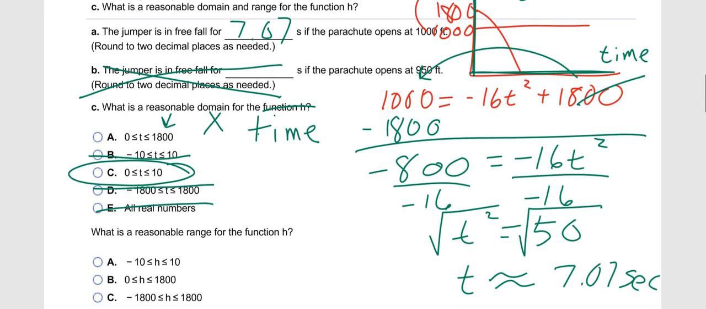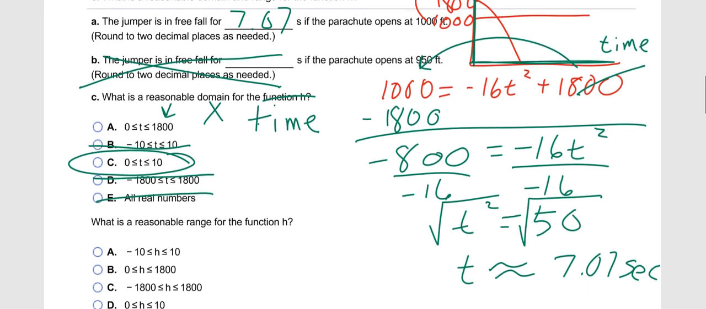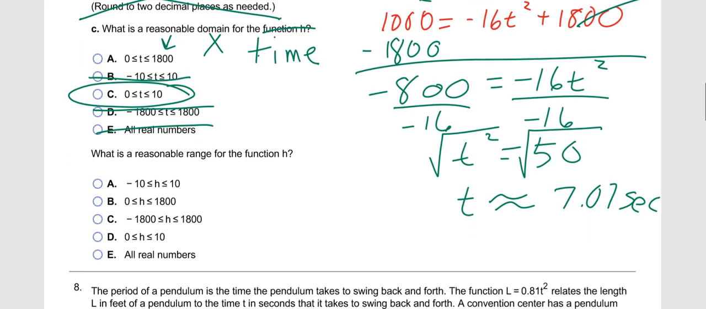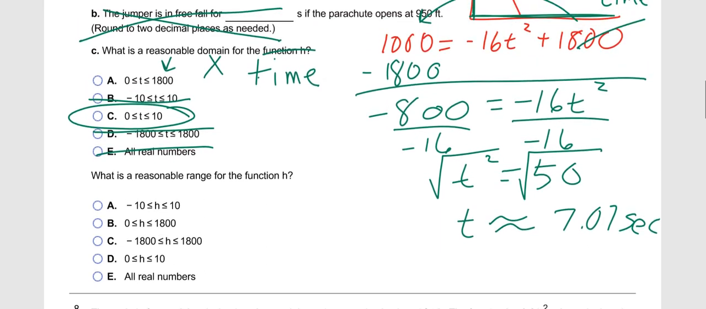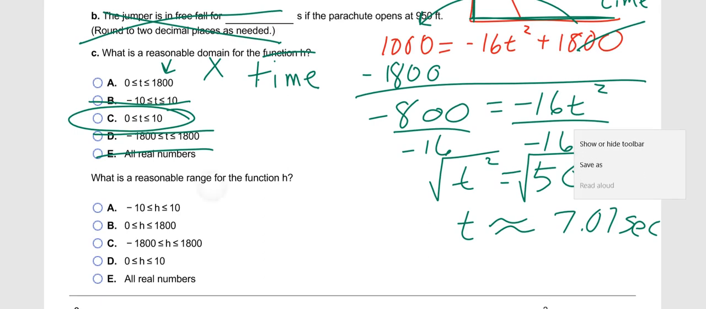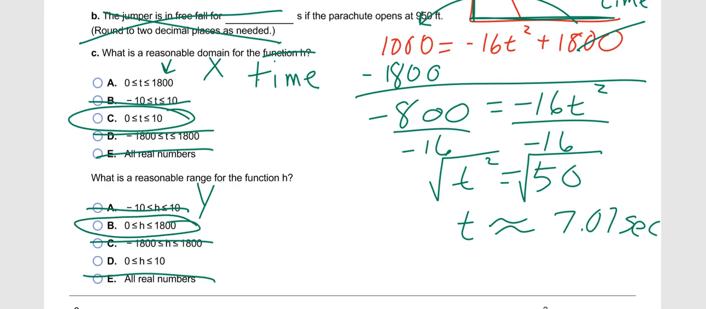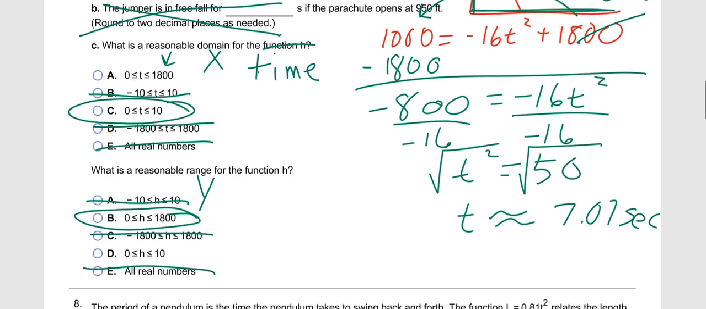In fact, we know you're going to get to 1,000 feet after 7.07 seconds. It'll take you about 10 seconds to go all the rest of the way. Okay, you must be picking up speed. What's a reasonable range? In other words, range would be your y values. So your y values in this case, well, you can't have negative height. Folks, this person is not being driven into the ground. That would not be fun. But we're definitely more than 10 feet off the ground, so it makes more sense that 0 to 1,800 would be your possible heights.